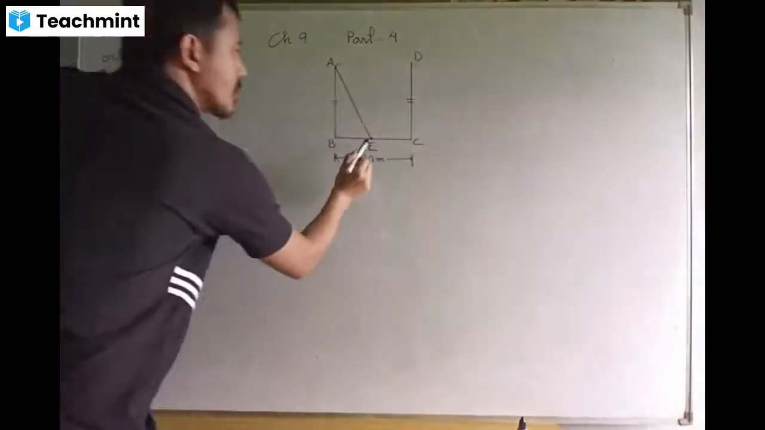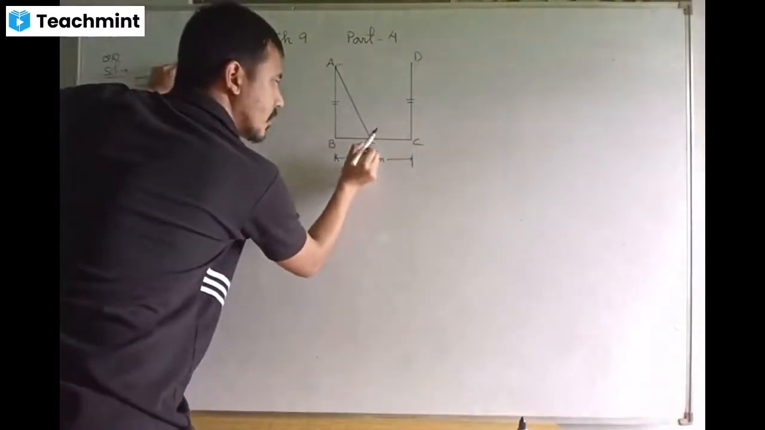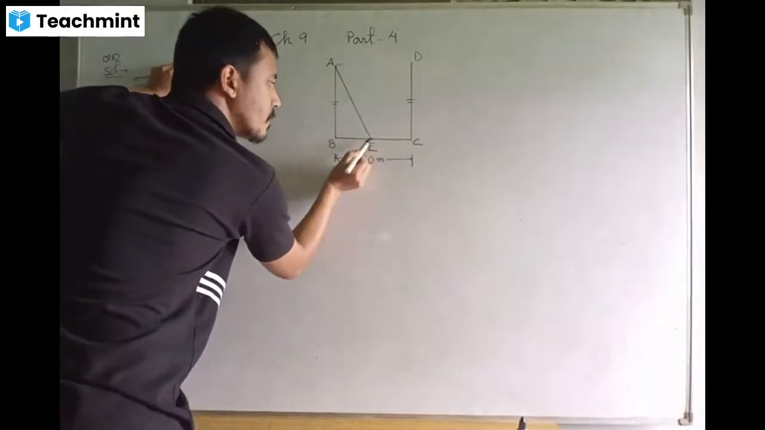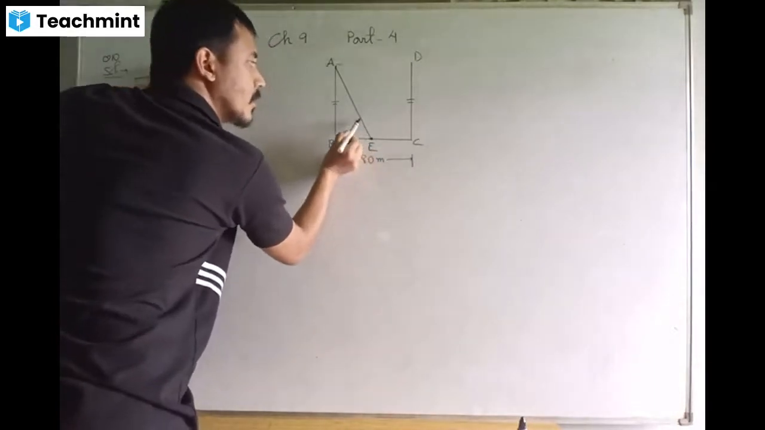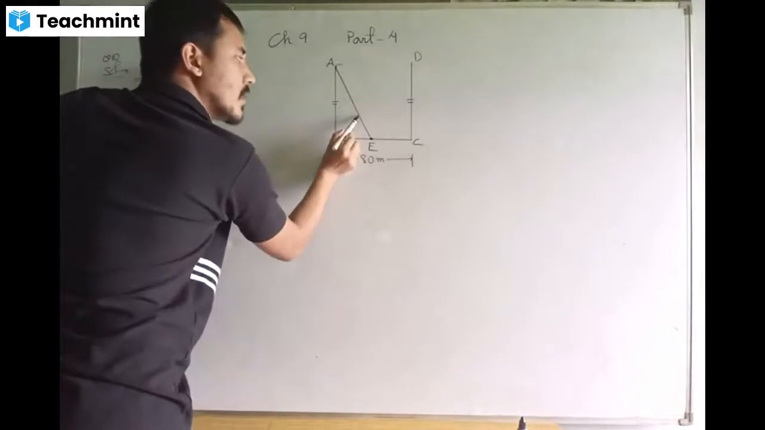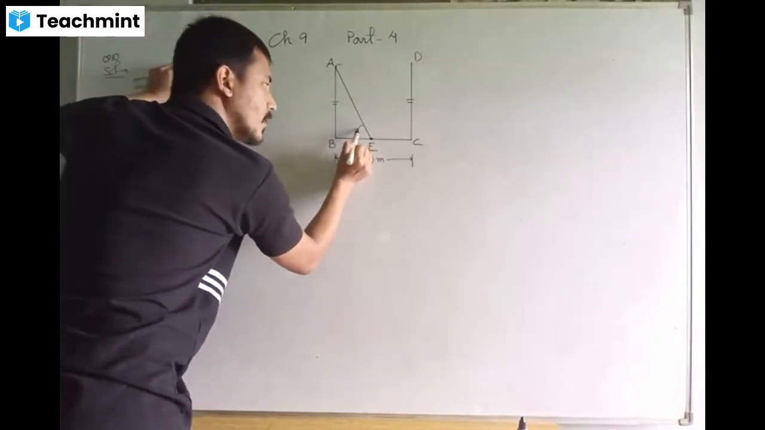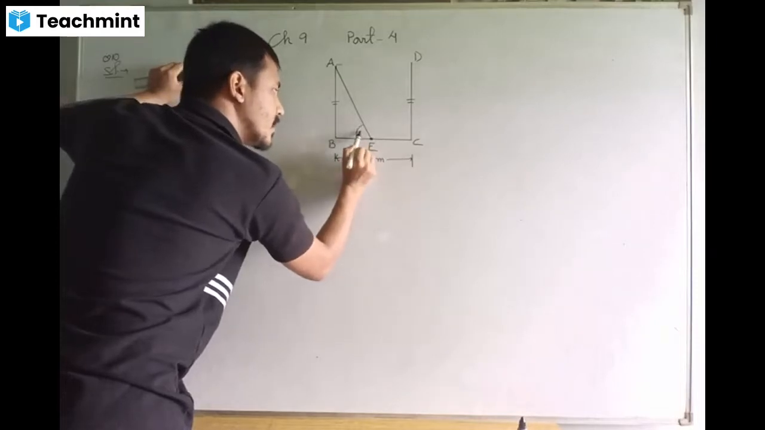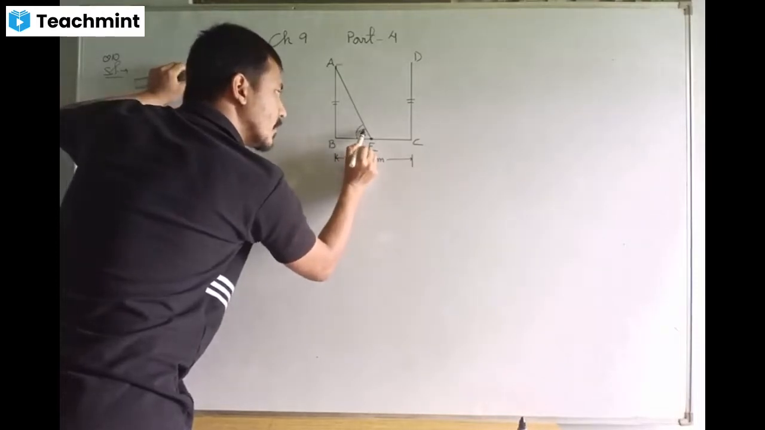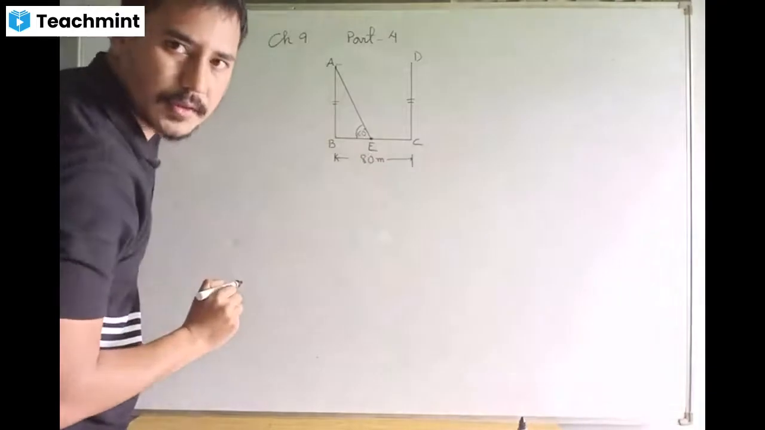So here is the observer. Observer is at this point. From this point, you are looking up at the top of the first pole. So this is the line of sight. This is the horizontal line. Angle between them is the angle of elevation, which is 60 degrees. I hope you are following that, right?